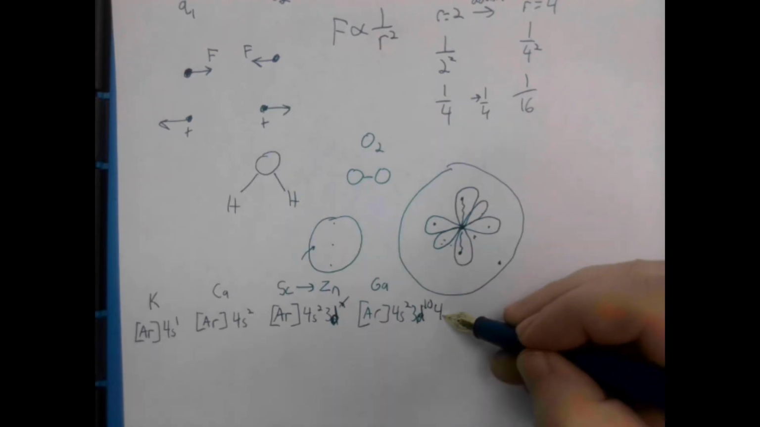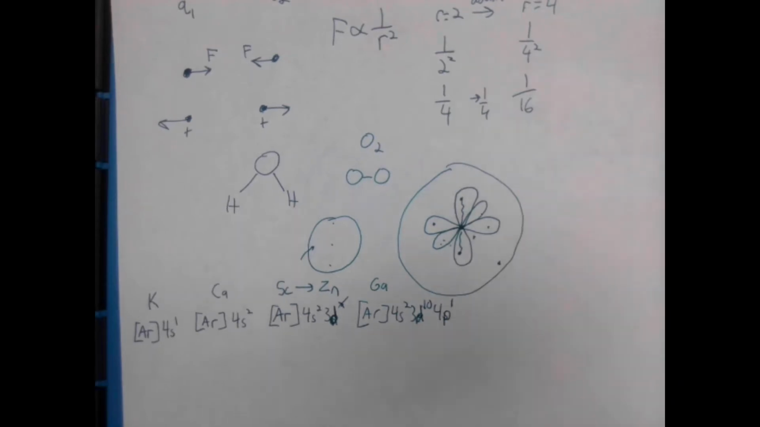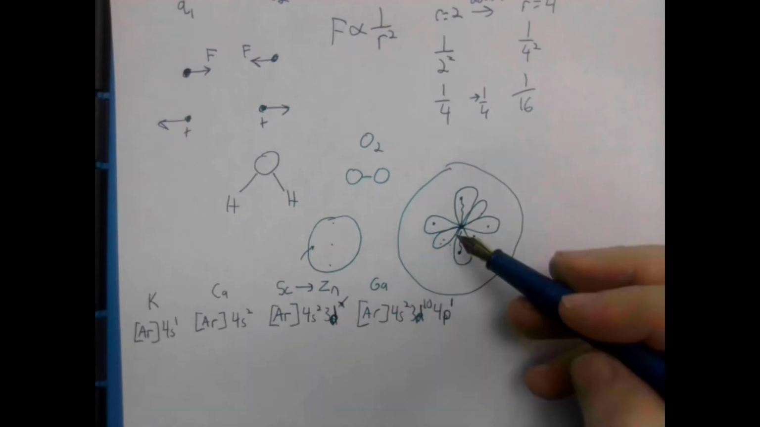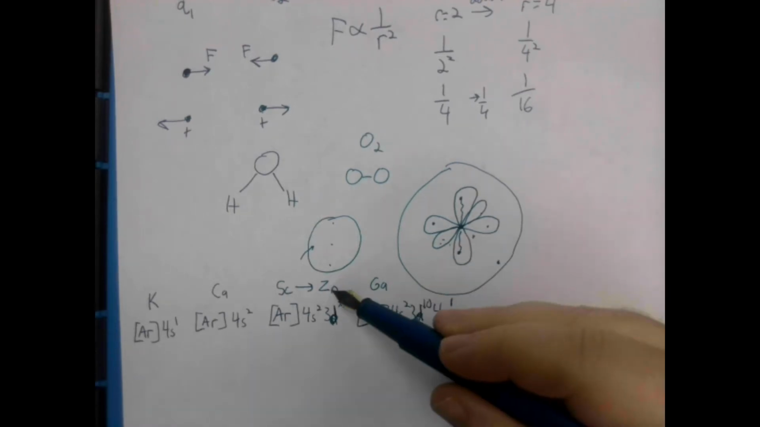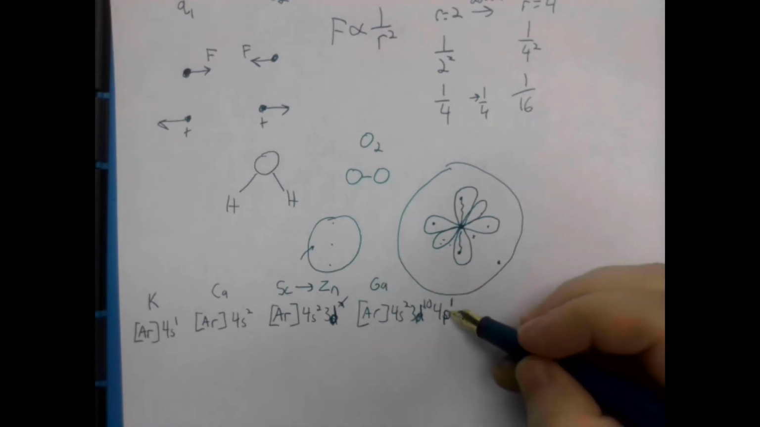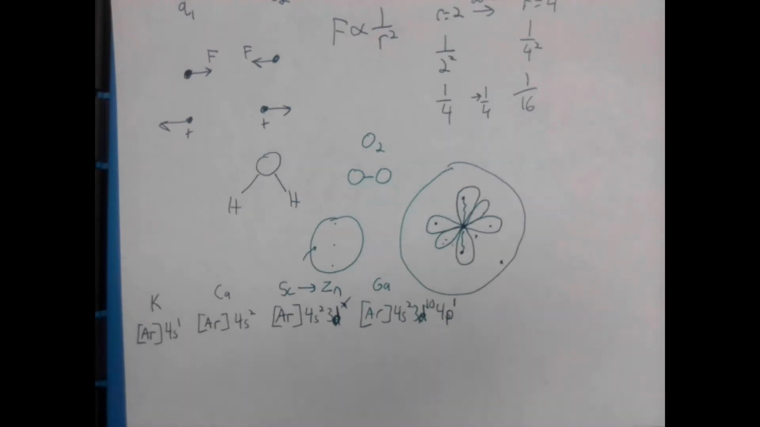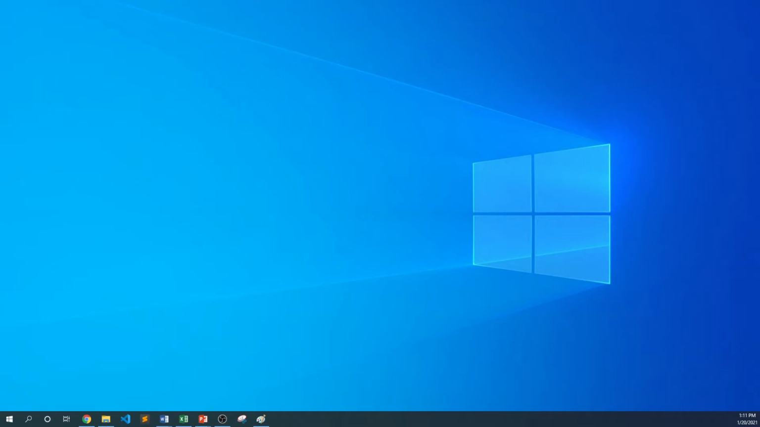3d10 and 4p1. So as soon as we get from zinc to gallium, we add another electron to the outer energy level. And so the transition metals, as I said much earlier in the class, are going to be the exceptions to a lot of rules. It's because of this jump between going to the outer energy level right there.